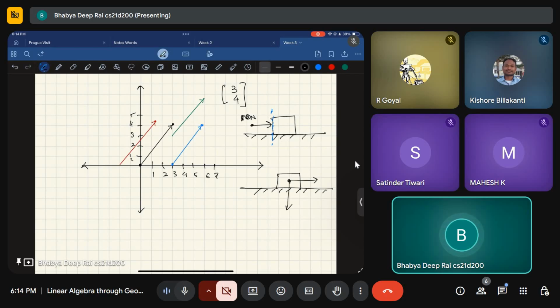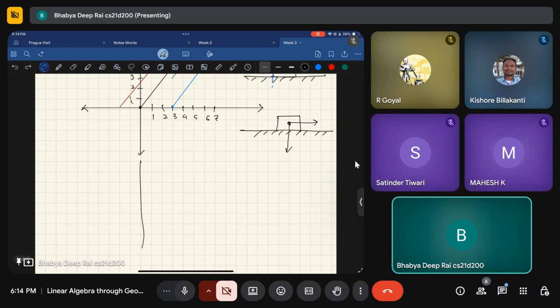But what does it mean? So what does 3, 4 mean? 3, 4 means simply this operation. It means you move 3 steps to the right and 4 steps above. And this is your 3, 4. This is actually the point 3, 4, but as a vector, this is 3, 4.